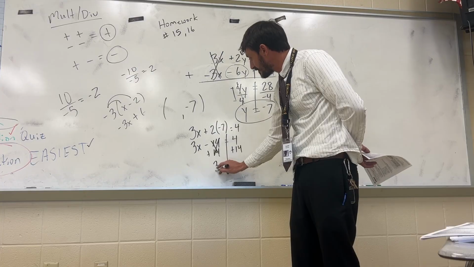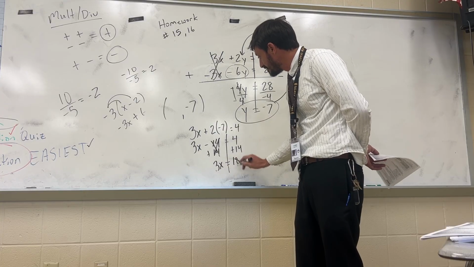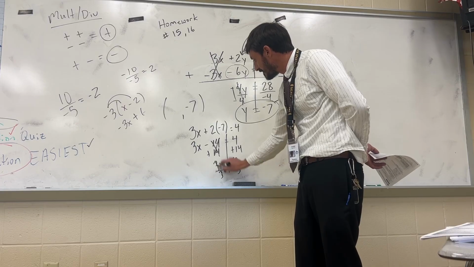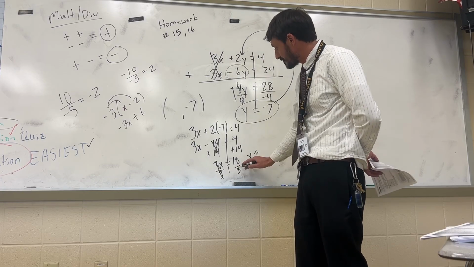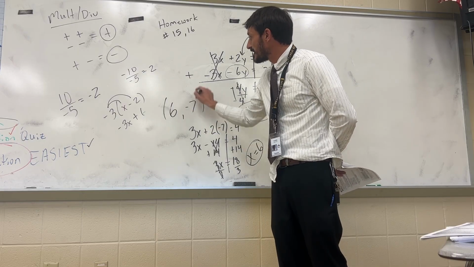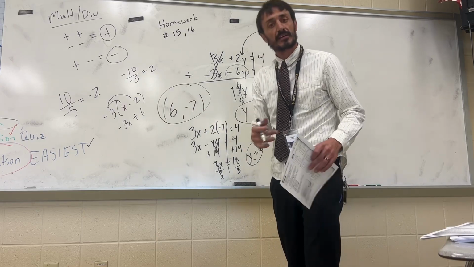These cancel. Now we have 3x equals what? 18. Because 4 plus 14 is 18. Finally, divide by 3. And we get x equals, 3 goes into 18 6 times. So we get x equals 6. And now we finally have our point of intersection, and that concludes the video, guys.